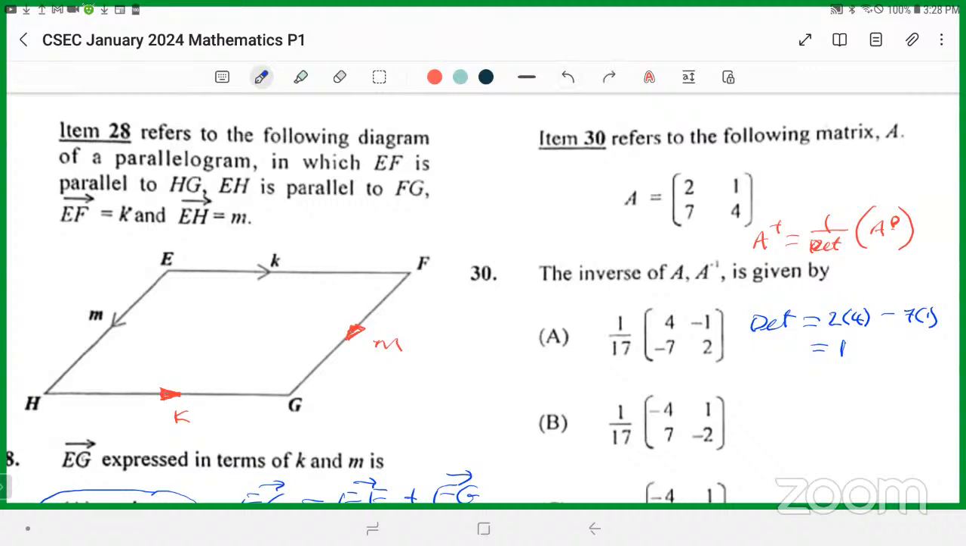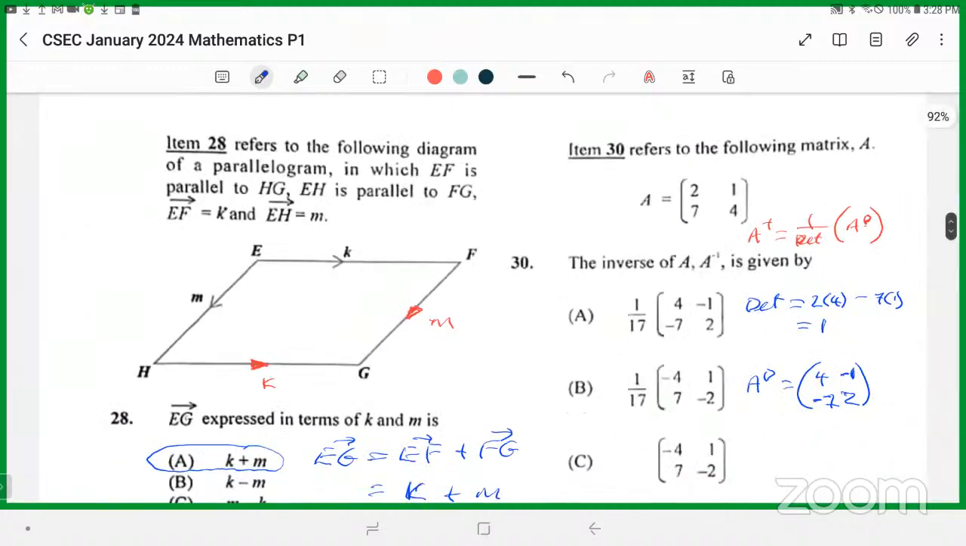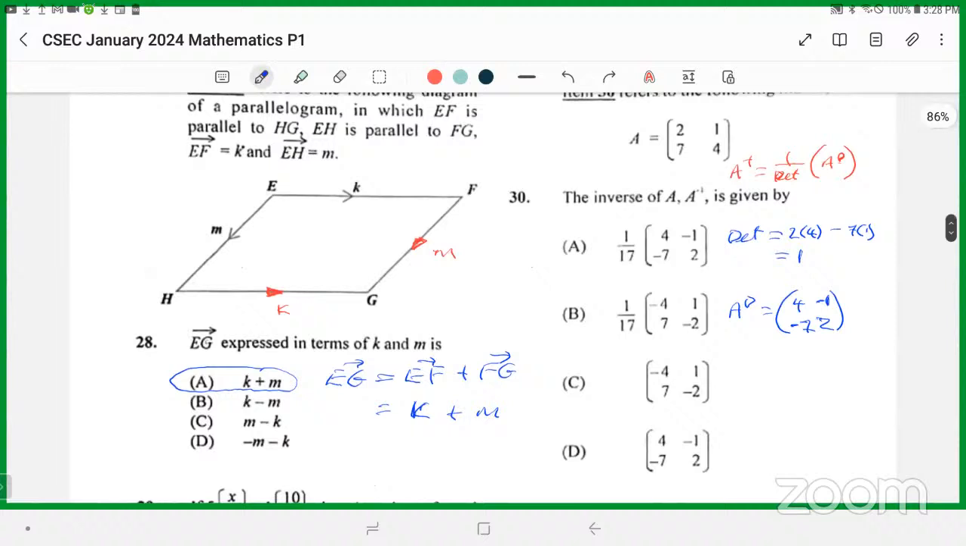Let's set it up. The adjoint is equal to, interchange the elements on the first diagonal, switch them around. So we get 4 here, 2 here. Leave these two other elements where they are and change the sign. So this becomes a negative 1. This becomes a negative 7. So basically now, this becomes the answer. Remember the determinant is 1, so you put 1 here. You're just going to end up with a 1 outside here. So the inverse is equal to the adjoint. So it's one of them there.